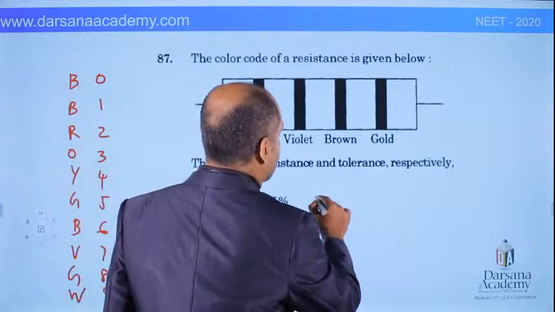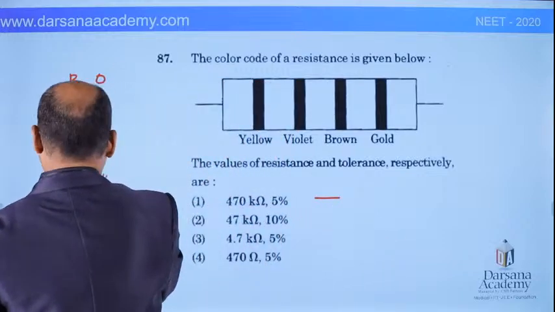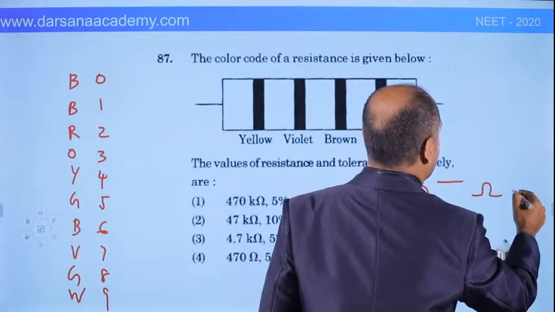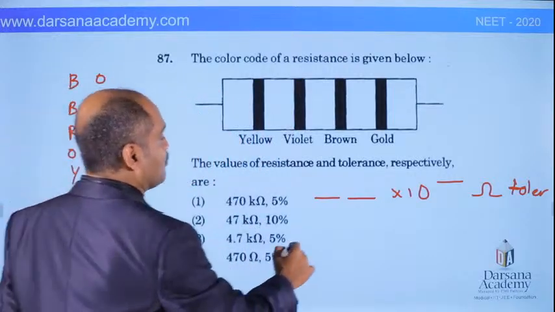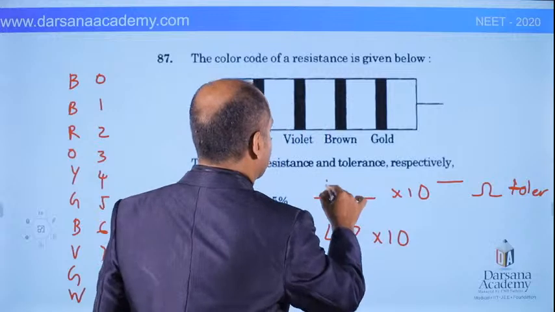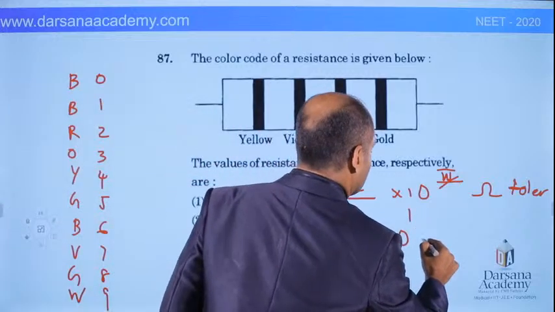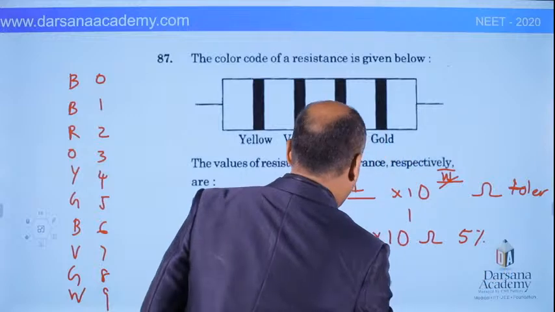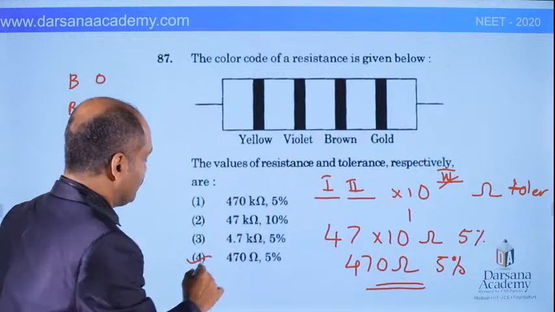The resistance will be the first color and the second color, into 10 raised to the third color, that much ohm, and there will be a tolerance percentage you have to find out. What is the first color? Yellow. Yellow means the number is 4. The second color is violet, so the number is 7, into 10 raised to the third color. The third color is brown, so brown is 1. Gold means the tolerance will be 5%. So the answer will be 470 ohm with 5% tolerance. So your option will be option number 4.